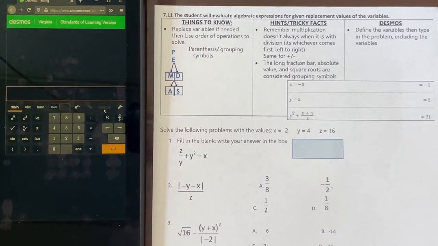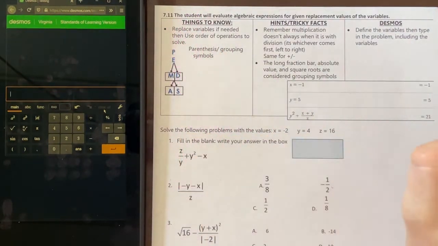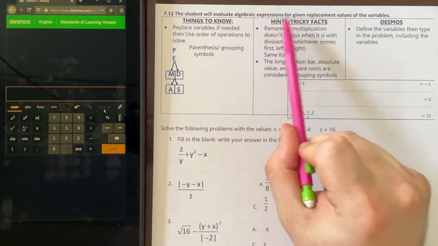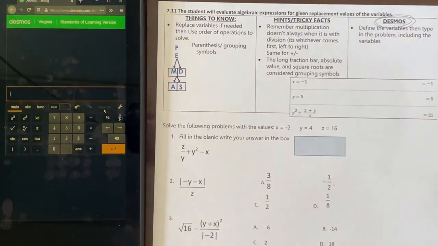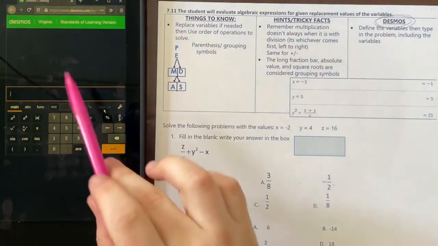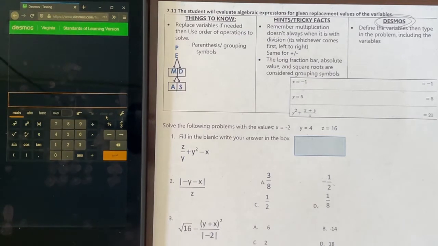And in this one video, we're still working on that Math 7 SOL review, and we're working with 7.11 now. So we're talking about algebraic expressions for given replacement values. This is extremely simple using that Desmos calculator. It is just like when you are using those formulas. You type it in exactly as it looks, and then on a separate line define what those values are. So I will be using that Desmos calculator a lot during this video, so make sure you are following along.